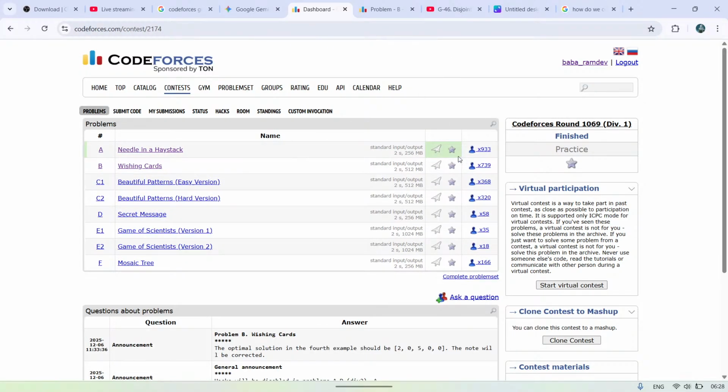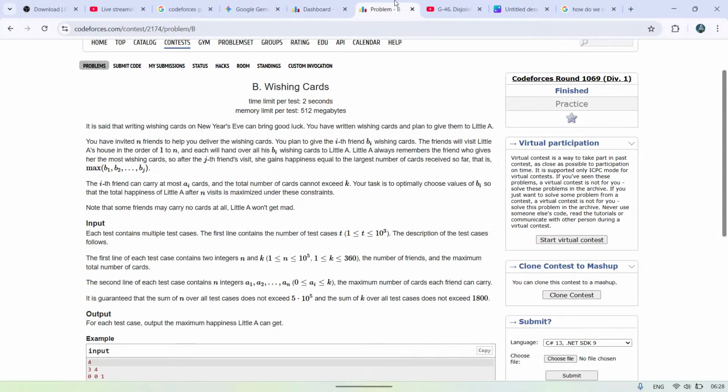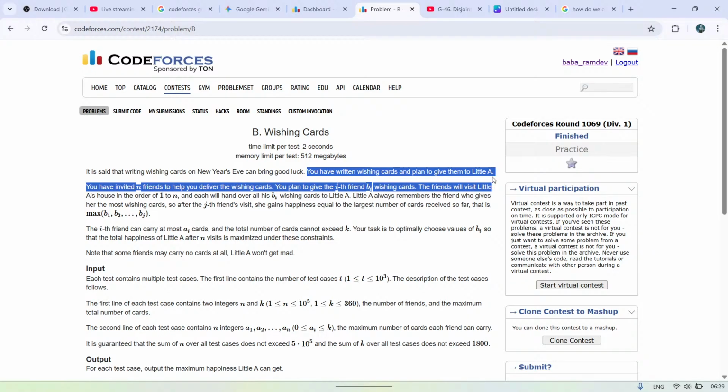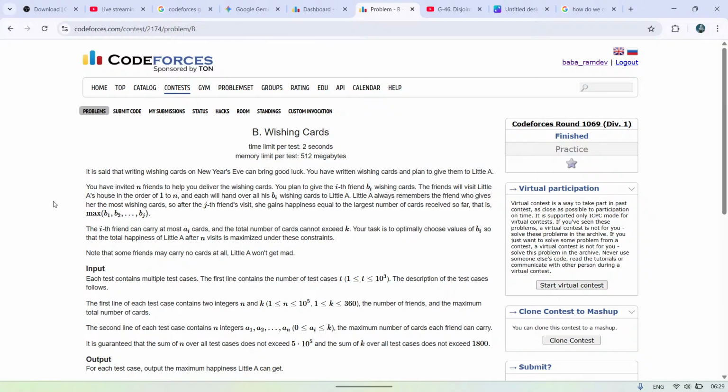Okay, so we already have solved the first problem, needle in a haystack, and we were on the second problem, wishing cards. So what this problem is saying is that writing wishing cards on New Year's Eve can bring good luck. You have written wishing cards and plan to give them to little A. Okay, so is little A a person? You have invited N friends to help you deliver the wishing cards. You plan to give the ith friend Bi wishing cards.